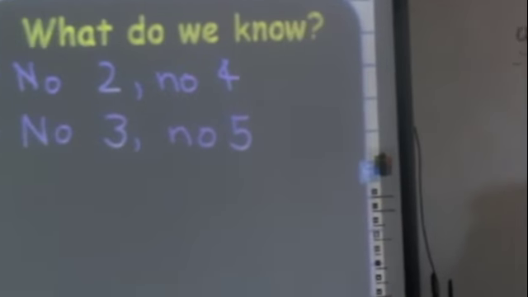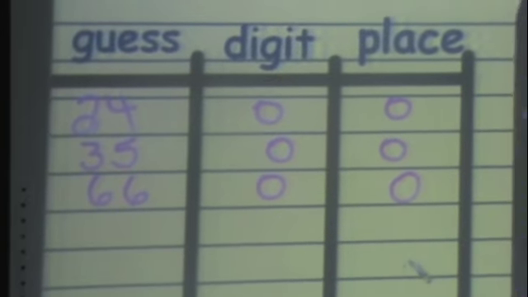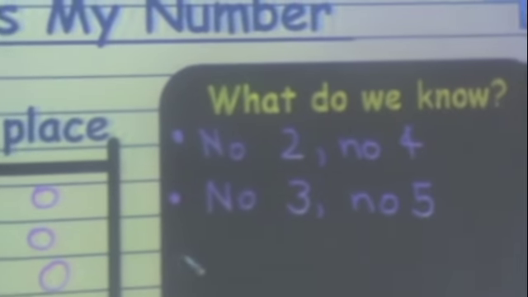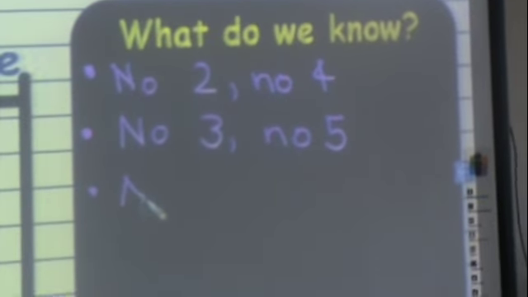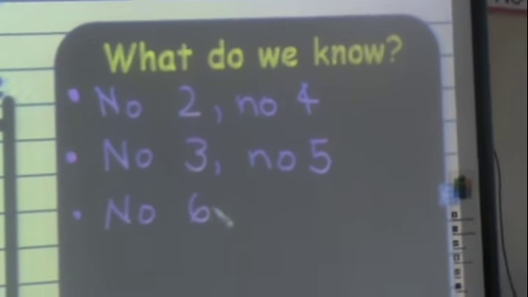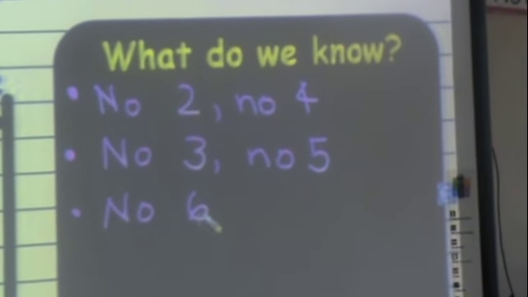Oscar. 66. 0 digits. 0 places. What do we know? There's no 6. So there's just no 6. Do I have to write no 6 twice? No, because it's the same thing.